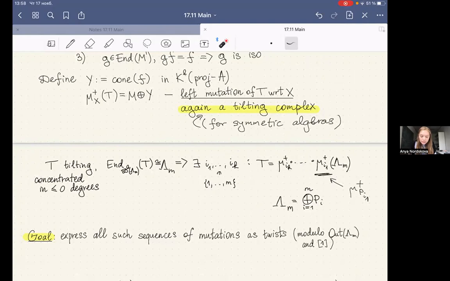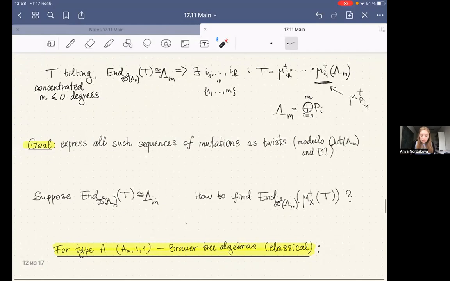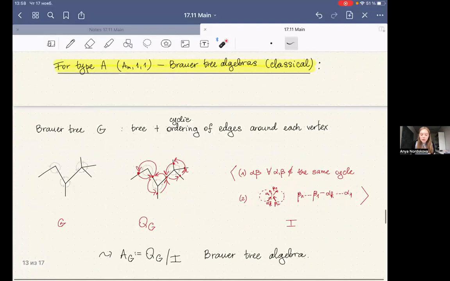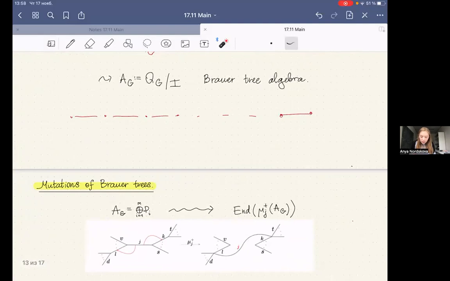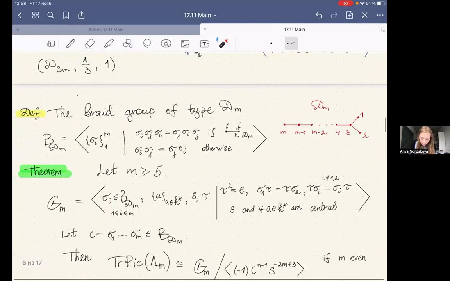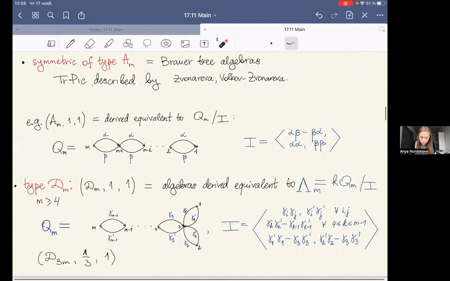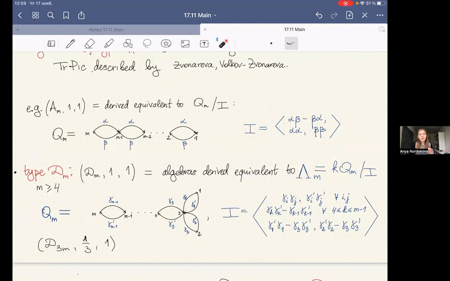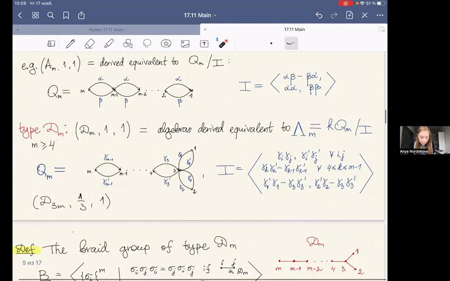And for type D, I needed to do something similar, but I don't have Brauer trees now. I don't have such a nice combinatorial model. But as you can see, if you look at the quiver which I gave you for type D, it is almost a Brauer tree algebra. Here we have something that cannot happen in Brauer tree algebras: three cycles at the same vertex. But other than this, it's almost a Brauer tree algebra. And if I start to mutate it, I will also have cycles with common edges, which is not allowed in Brauer tree algebras, but it's almost like this.